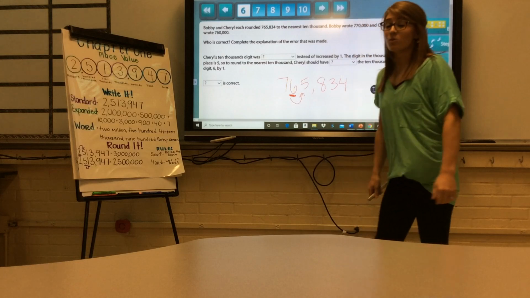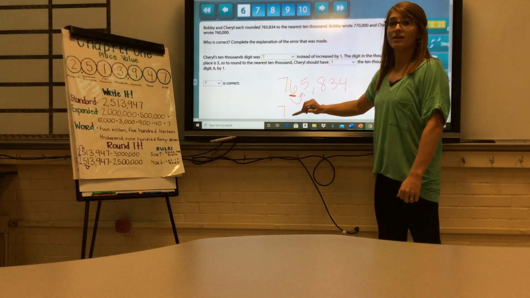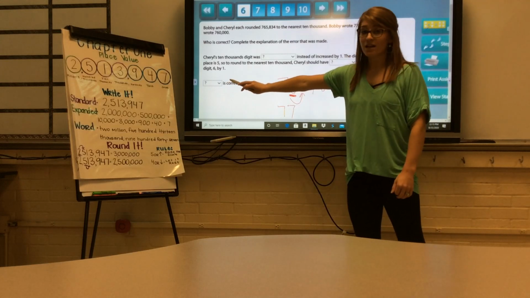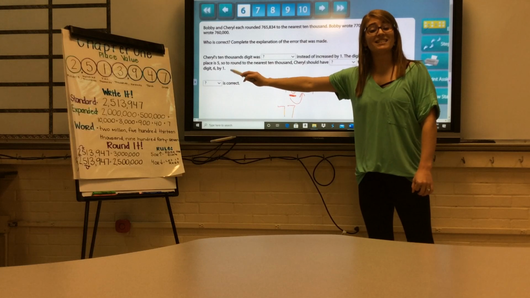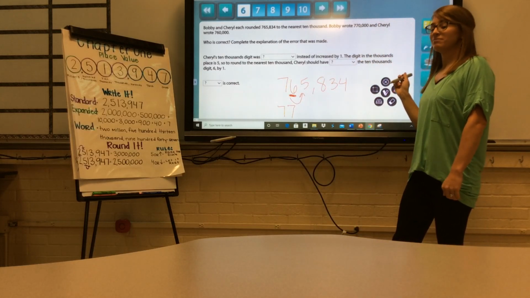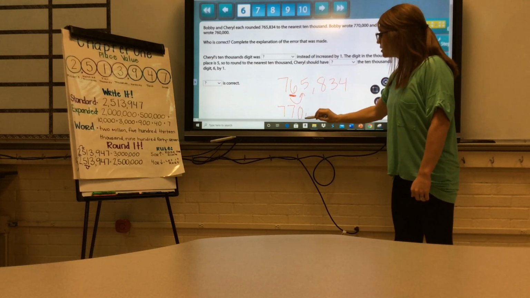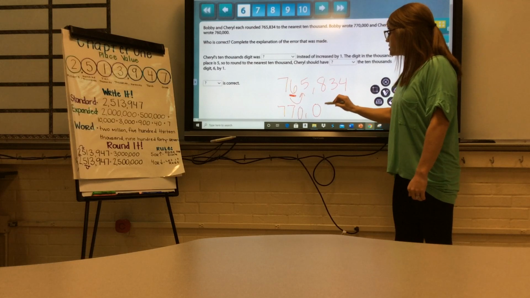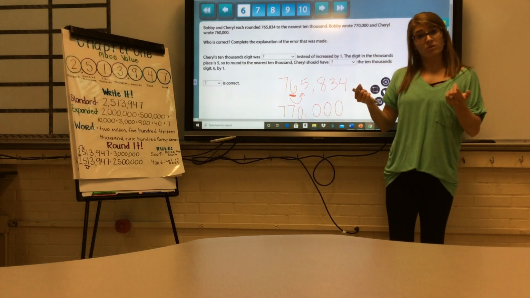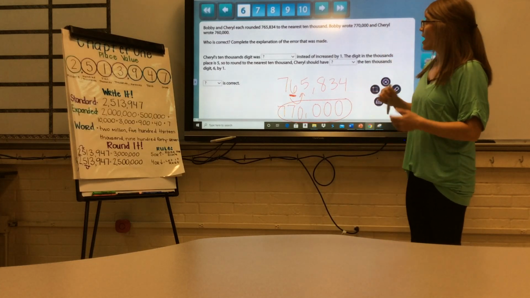We're going to add one more. So that 6 will become a what? Good, it'll become a 7. Remember, anything to the left of the underlined digit stays the same. Everything to the right changes to a 0. We've got 1, 2, 3, 4. So we'll replace it with 4 zeros. So when we rounded, and we know our answer is correct because we're super smart, right? So when we rounded, we got 770,000.